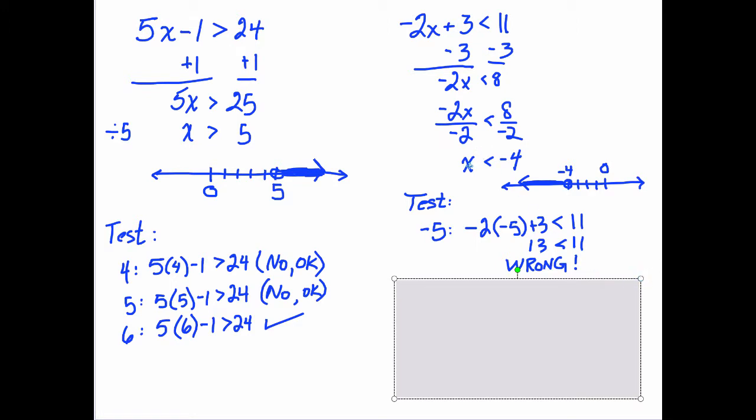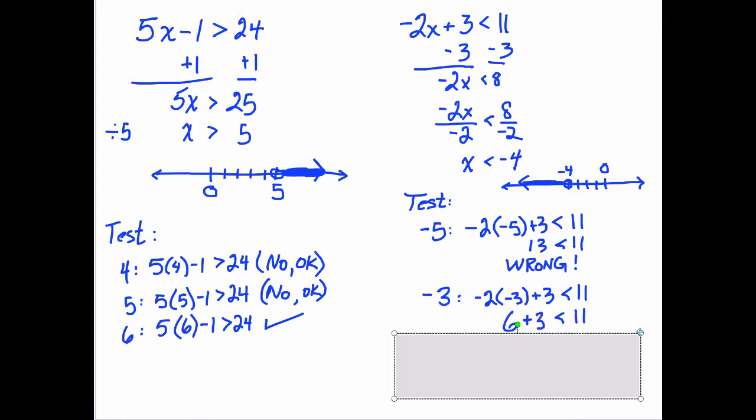Well, the number negative 3 should come up false. So let's try that. Plug in negative 3. Negative 2 times negative 3 is 6, plus 3 is 9. But 9 is less than 11. It should have failed. So something is wrong, and now we're going to have to figure out what is wrong.